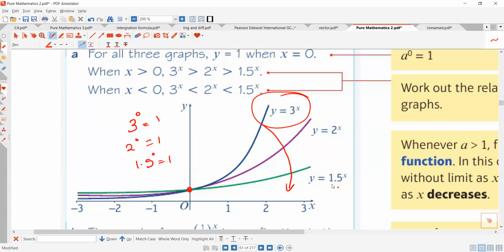1.5 raised to x too. Or as your number is increasing, your slope is increasing. Can you see that? So if they tell you to draw a difference between 3 raised to x and 2 raised to x, that's how you're supposed to do it. The 2 raised to x graph is going to be a bit lower than the 3 raised to x graph.